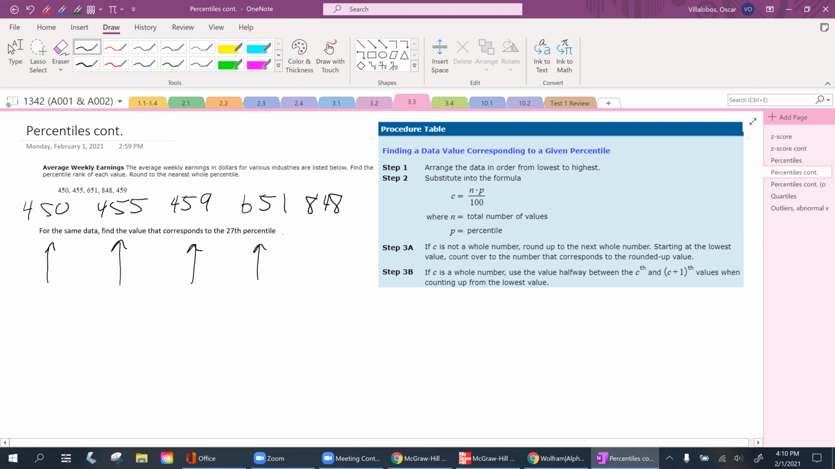If your C equals 4, it's going to be this. And if your C equals 5, it's going to be that value. So it tells you it's an index. It tells you exactly which value it's going to be. So let's go ahead and find that.